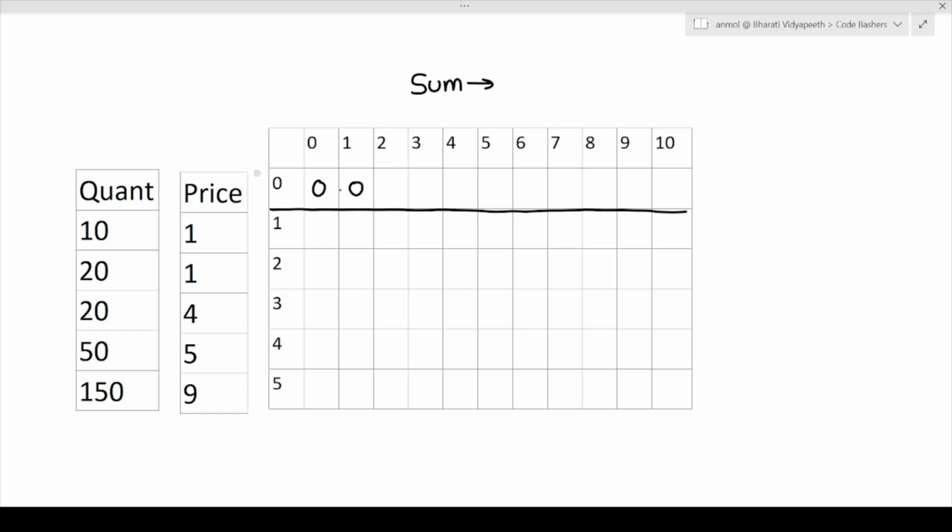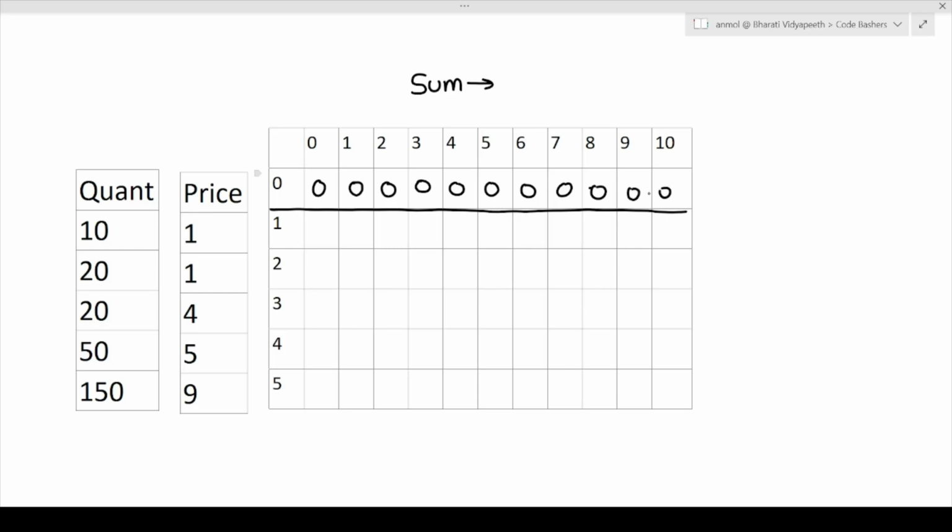Why zero? Because we have the money, but items are not available to us, so how will we buy? Zero only. Next, coming to 2, we have 2 rupees but zero items available, therefore 0 here also. Then we have 3 rupees, 0 items available, therefore again 0. With 4 rupees available and 0 items, we can buy 0 only. So in this first row, all the values will be 0 only.